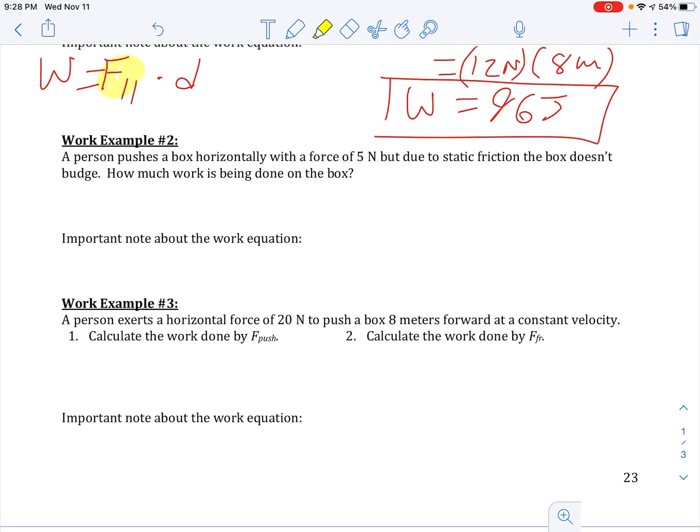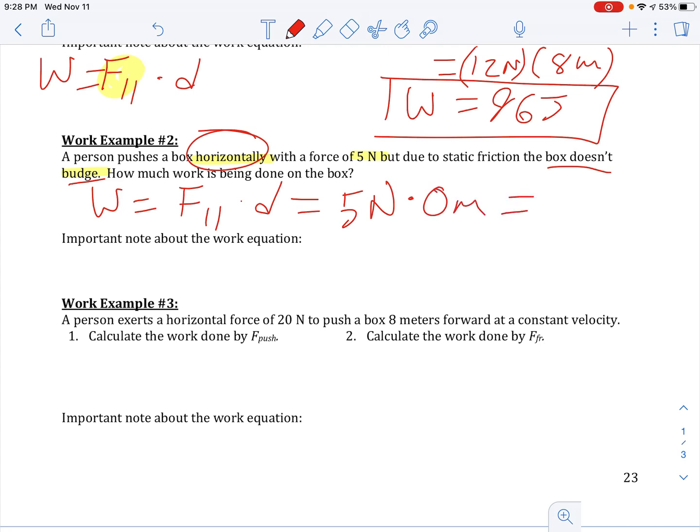A person pushes a box horizontally with a force of 5 newtons, but due to static friction, the box doesn't budge. How much work is being done on the box? Okay, so let's see. Work equals force parallel times displacement. So our force is 5 newtons, and we're told that it's horizontal. And the displacement is, let's see, the box doesn't budge, so it doesn't move, so the displacement is 0 meters. So there's 0 work done.